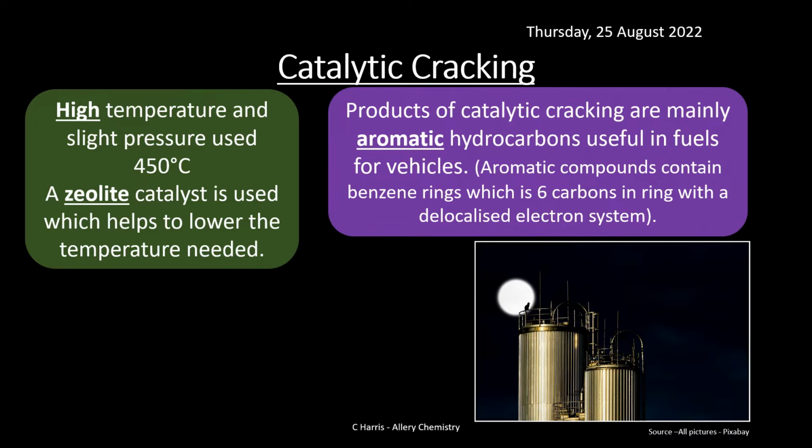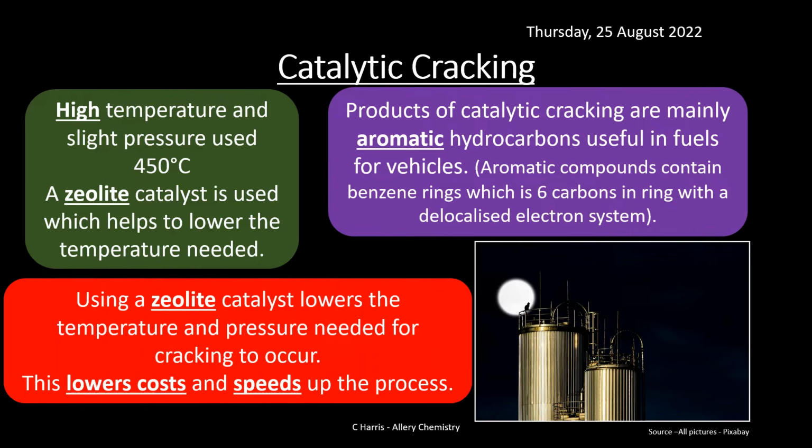Now, normally the products of catalytic cracking are mainly what we call aromatic hydrocarbons, and this is useful in fuels. So aromatic compounds are basically benzene rings. Now, you'll see benzene quite rarely in year one, but if you're doing the full A level and you're going to do year two, you'll learn a lot more about benzene in year two.